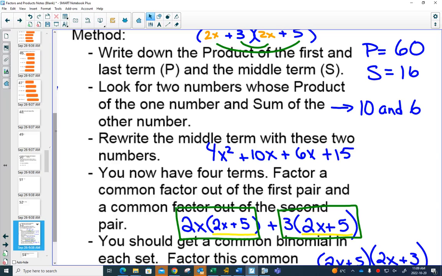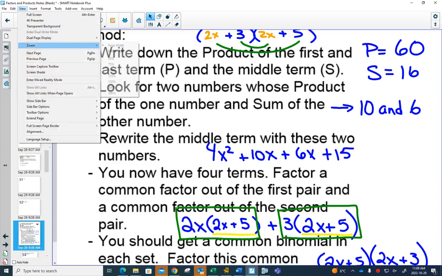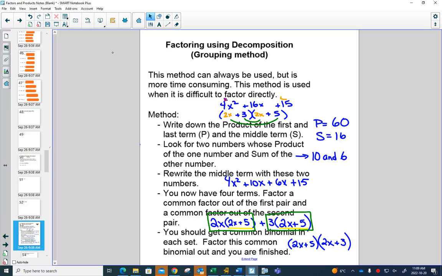At this point, you probably shouldn't get it yet because you've only seen it happen once. But let's zoom out here so we can see the whole thing all at once and recap what we did. So you have 4x squared plus 16x plus 15. It looks like it would be hard using your old technique. So you decide you want to use the grouping technique.